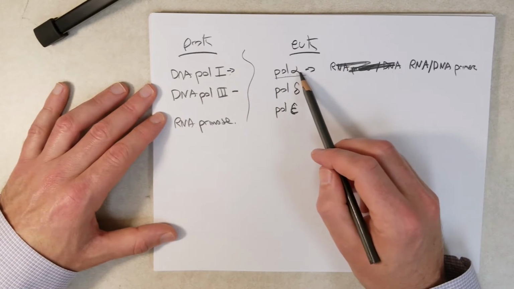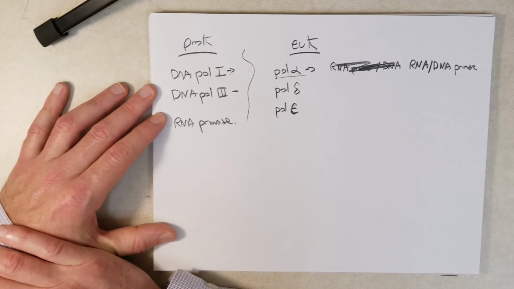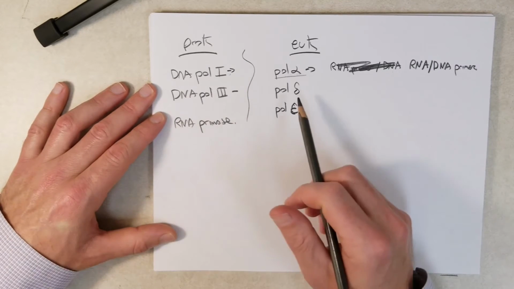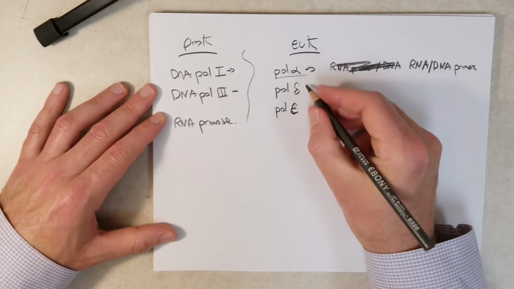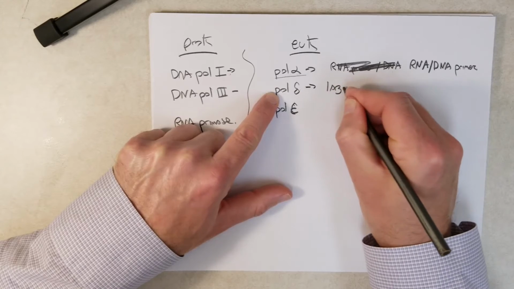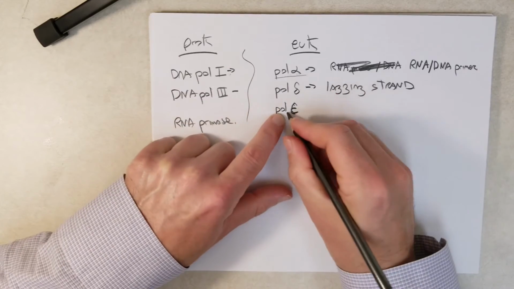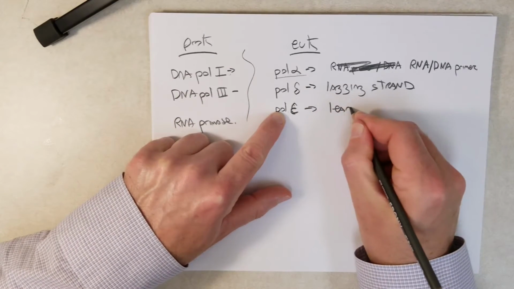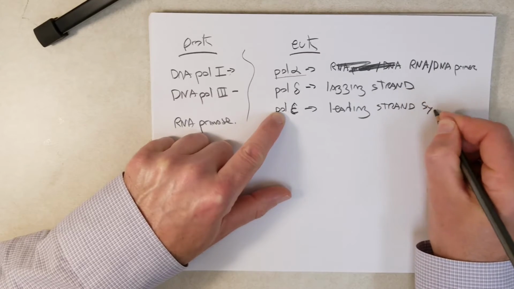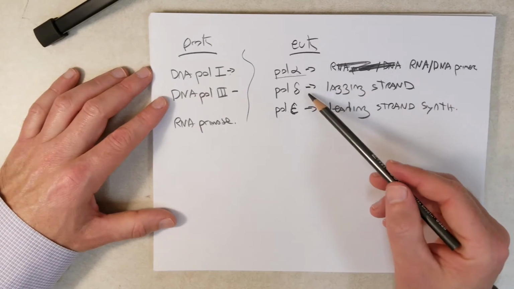And it needs to do that because delta and epsilon cannot synthesize DNA on a naked template. They need a primer in place with a 3' hydroxyl group in order to synthesize DNA. Now, the traditional model is that polymerase delta is in charge of lagging strand synthesis, and epsilon is involved in leading strand synthesis.